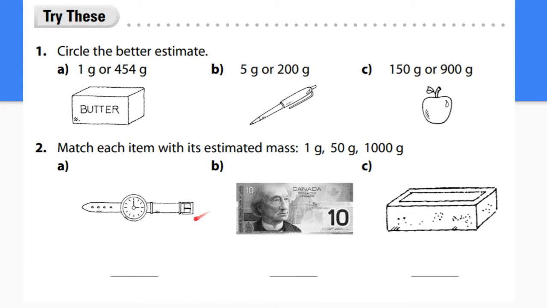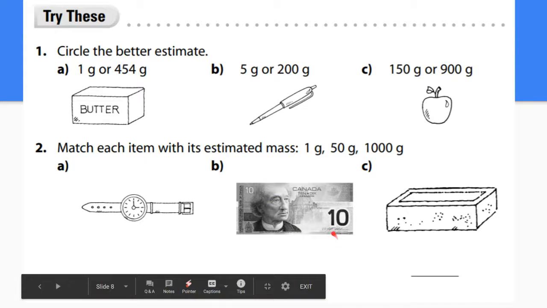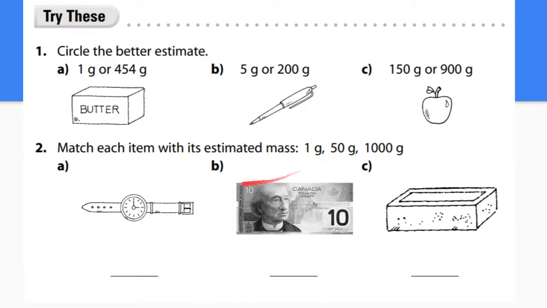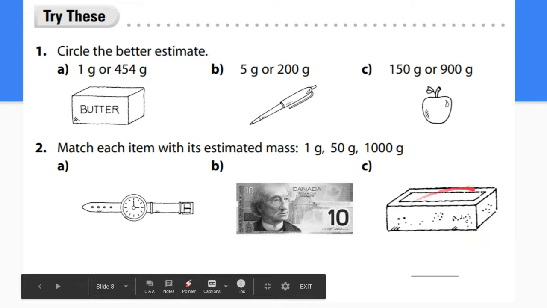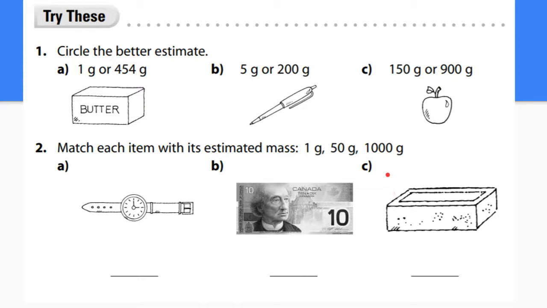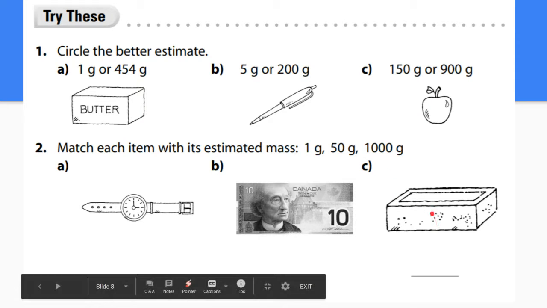So the lightest thing on here would be the watch or the money. I would say it would be the money. Money's pretty light. We could say the $10 bill is about 1 gram. So I would say the watch would be about 50 grams. And then if we were to look at this box, maybe it's full of a ton of stuff. We'd say 1,000 grams, which is the same as 1 kilogram.